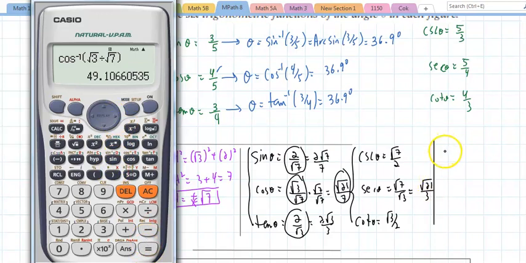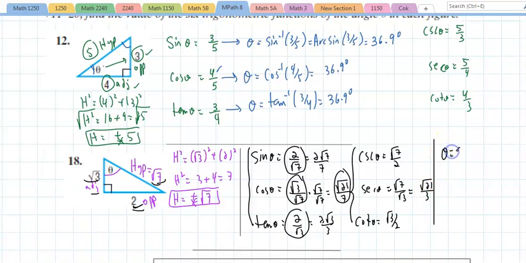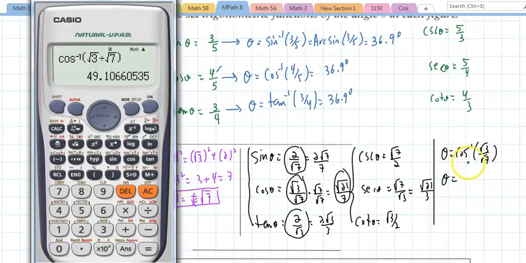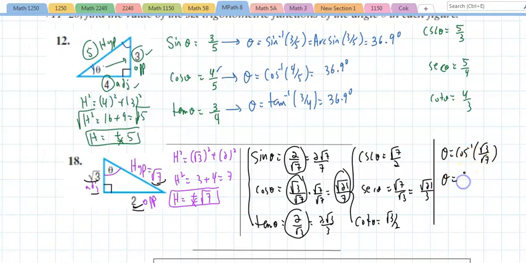So I could say theta equals the inverse cosine of radical 3 over radical 7, or square root of 21 over 7. And theta would be 49.1 degrees. That little zero power indicates that this is degrees. There are three ways of measuring angles: degrees, radians, and gradians. Gradians we're not going to use. We're going to stick just with those two.